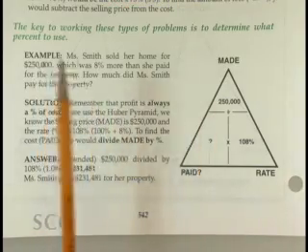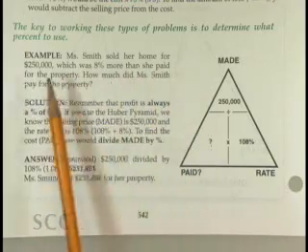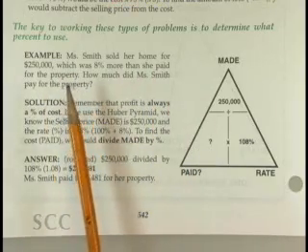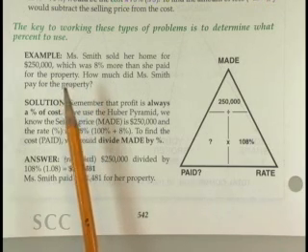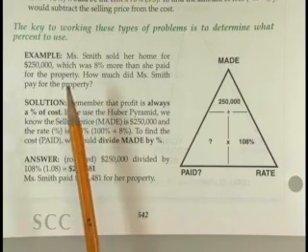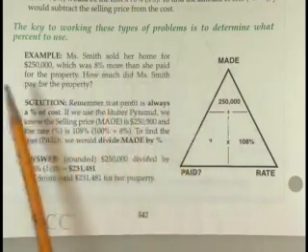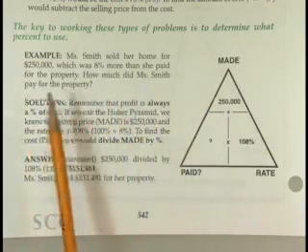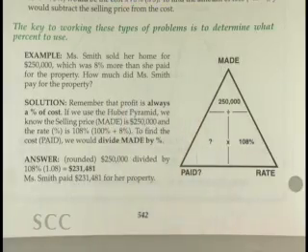So Ms. Smith sold for $250,000, which was 8% more than she paid for the property. It's obvious from that statement that she paid less than $250,000 when she bought the property. We don't know what she paid, but we know she paid less. How much did Ms. Smith pay for the property? So that's the question. If she made an 8% increase, what did she pay for it?